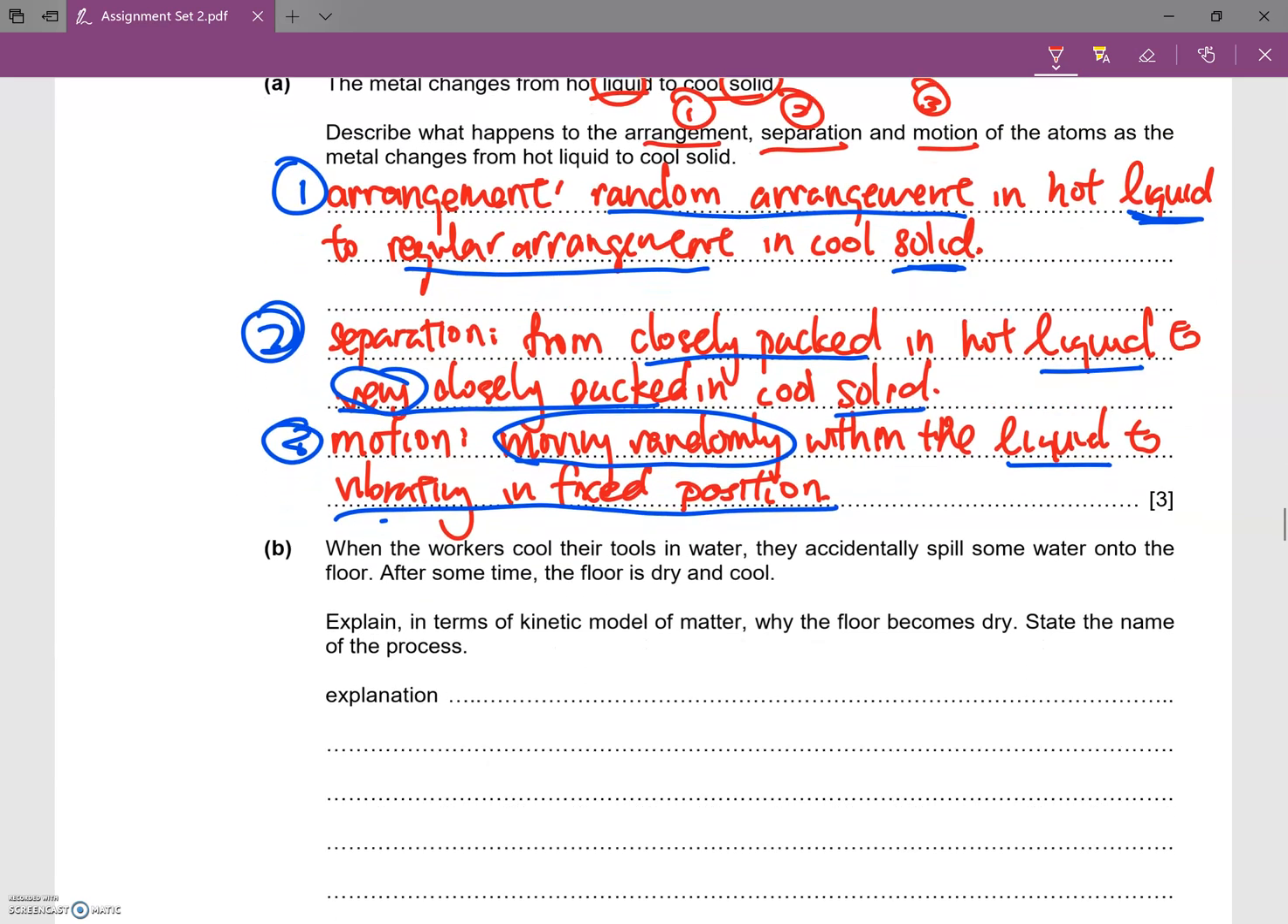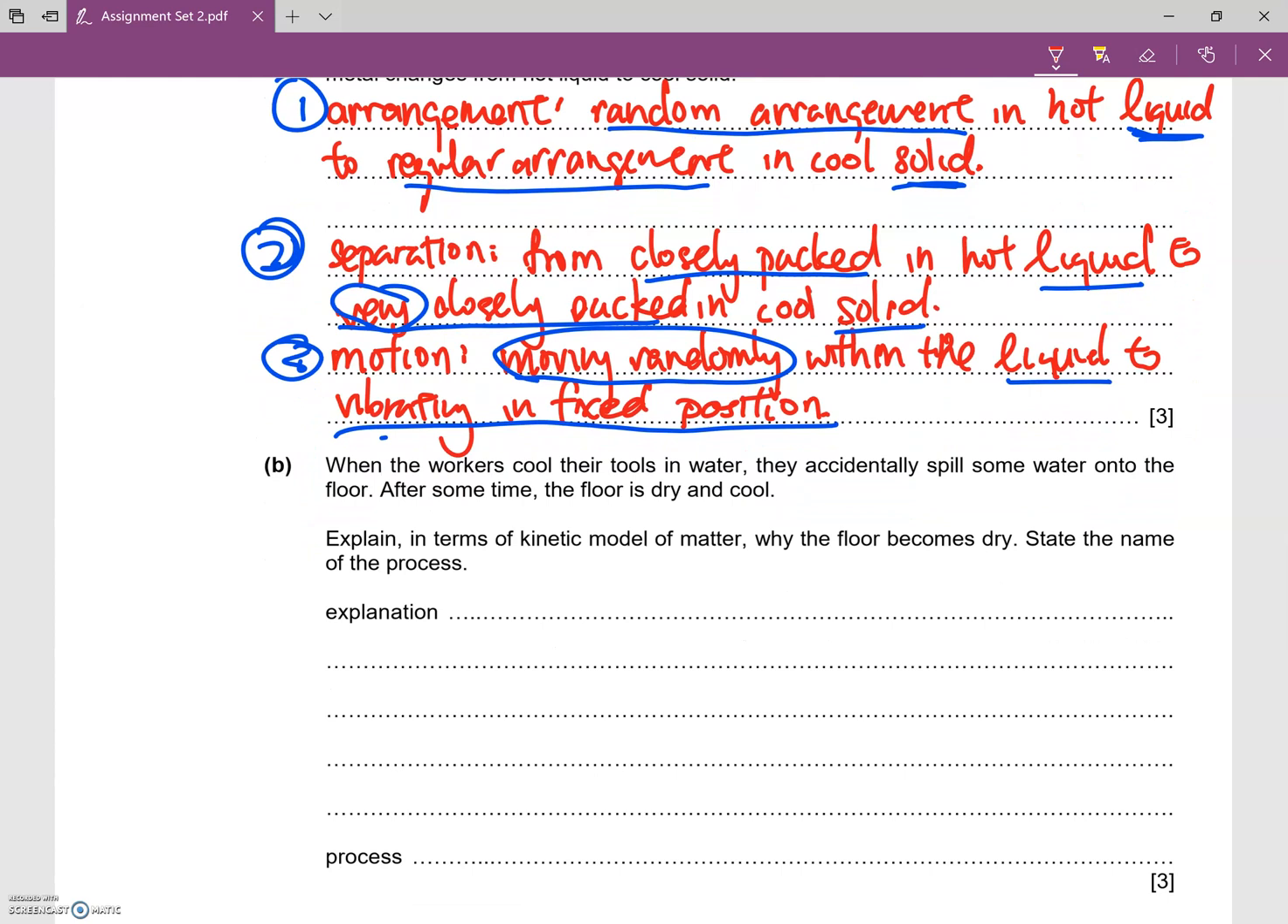Let's look at part B. Now, when the workers cool their tools in water, they accidentally spilled some water onto the floor. After some time, the floor is dry and cool. So we know that the water disappeared. Now, what do you think is the main process that causes the water to disappear? I think many of us know the key process here is evaporation.